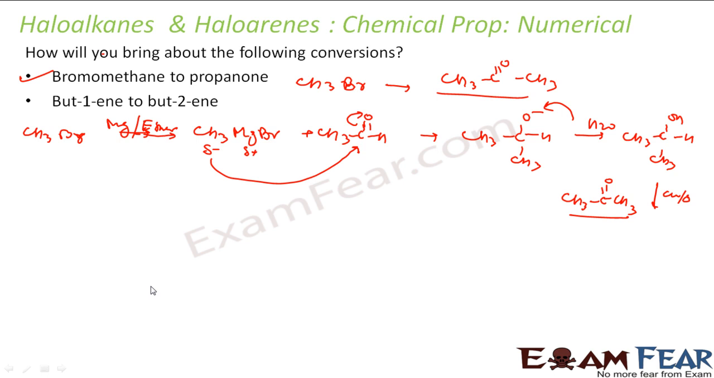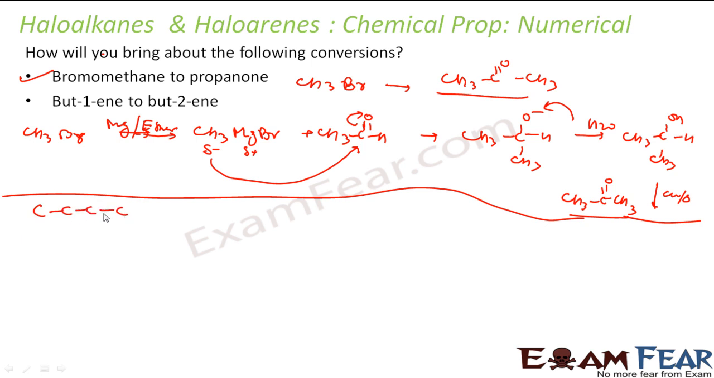Let's see the other one, but-1-ene to but-2-ene, right? So let me draw the shape. What is but-1-ene? That is 1, 2, 3, 4. At first position I have the double bond. I have to convert it into but-2-ene. That is, I have to shift the position of the double bond. Sorry, not this. It will be here. That's what I have to do.